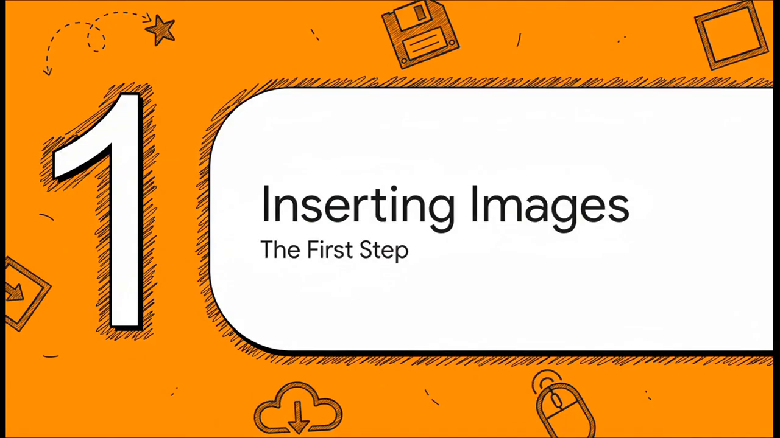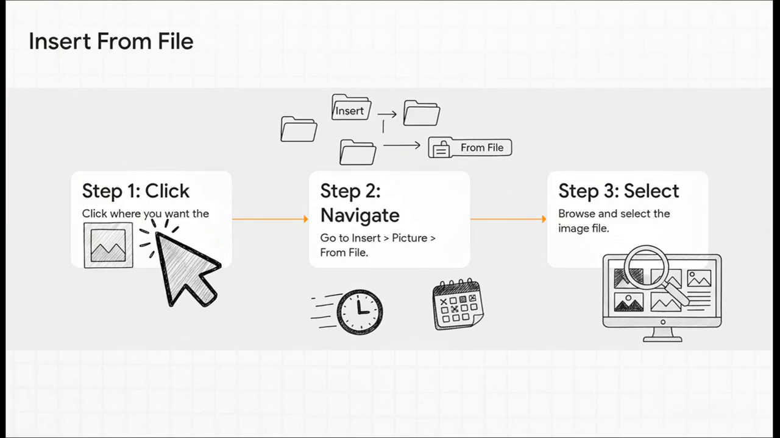Okay, first things first. We have to actually get the image into the document. I know, it sounds super basic, but trust me, choosing the right method from the very beginning can seriously speed up your entire workflow. So this is the way most of us learn to do it, right? The classic method. You click where you want the picture, you go digging through the menus, insert picture from file, then you have to go hunting for the image on your computer, and yeah, it works. It's reliable, but man, is it slow.